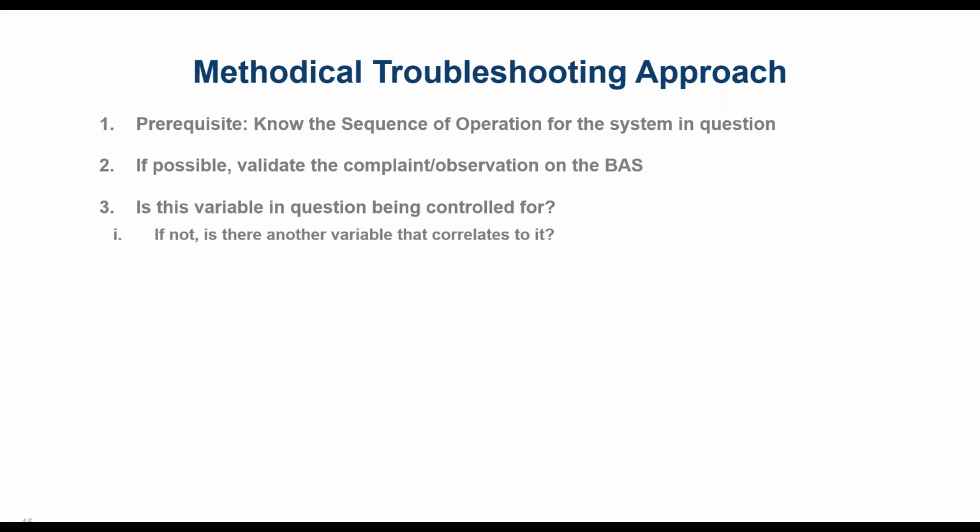Not being controlled for directly, is there another variable out there that correlates to it? An example I just provided, yeah, we'd have the adjacent space's temperature, which is on the same thermal zone, being served by the same VAV box.